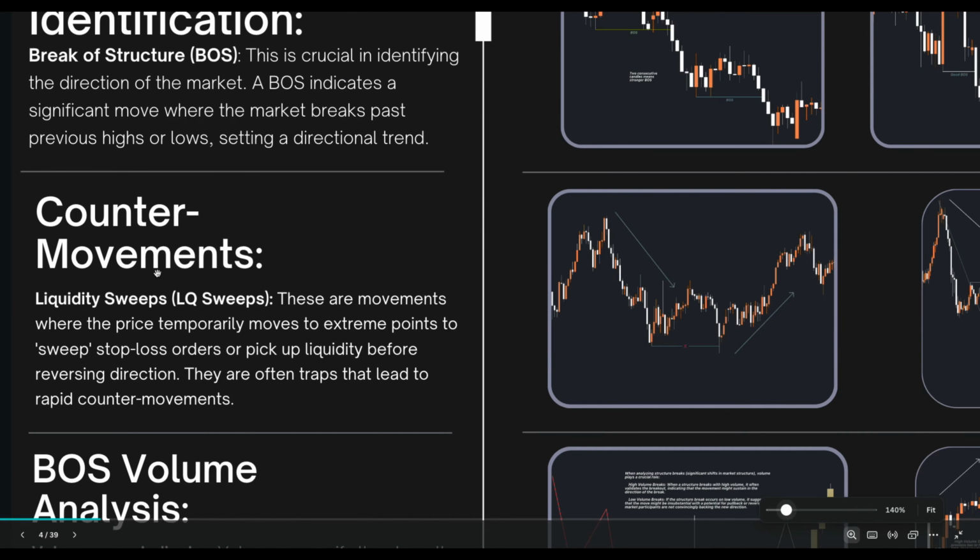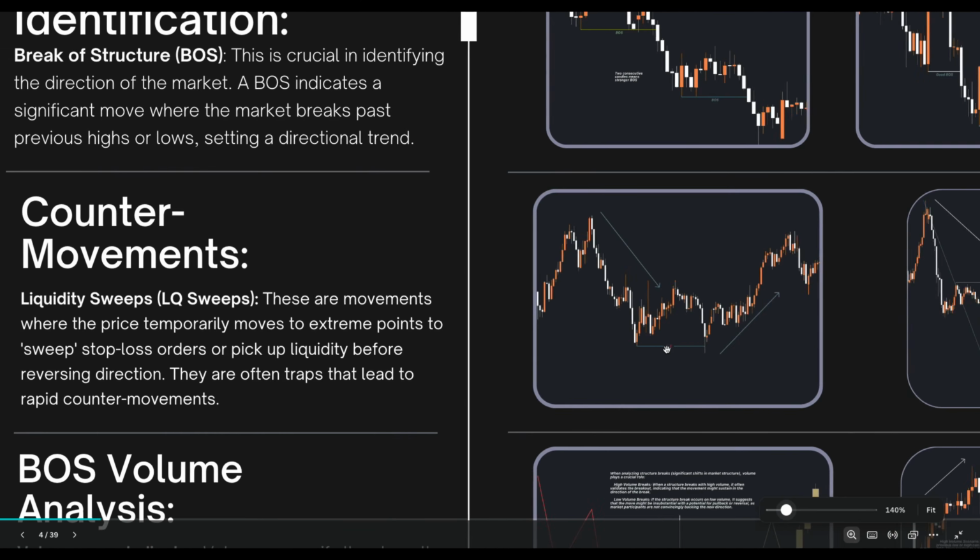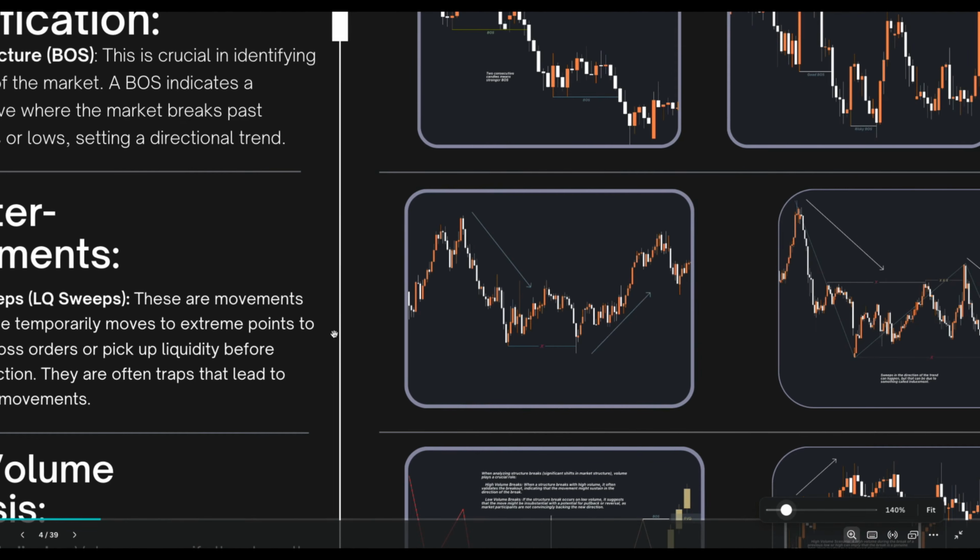Now, counter movements, liquidity sweeps. These are movements where the price temporarily moves to extreme points to sweep stop loss orders or pick up liquidity before reversing direction. They are often traps that lead to rapid counter movements. Now, that doesn't mean that the entire market will shift. It's just reversing direction in terms of going back into its original trend. Now, you can have liquidity sweeps before a change of character or a market structure shift, but for the most part, liquidity sweeps happen to be used as fuel to continue in the original direction.